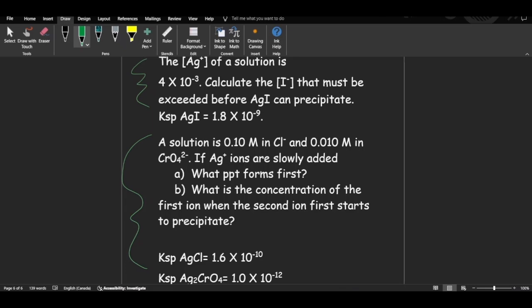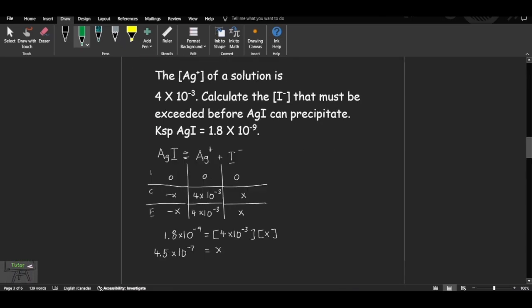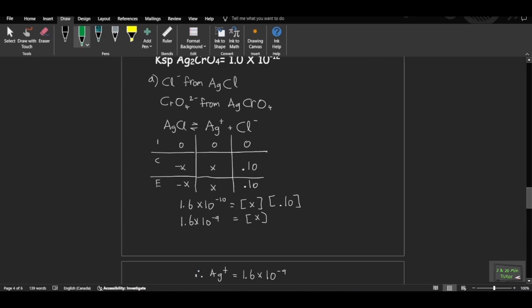Pause the video. This is the answer to the first question. This is the answer to the second question. I will slowly scroll down.